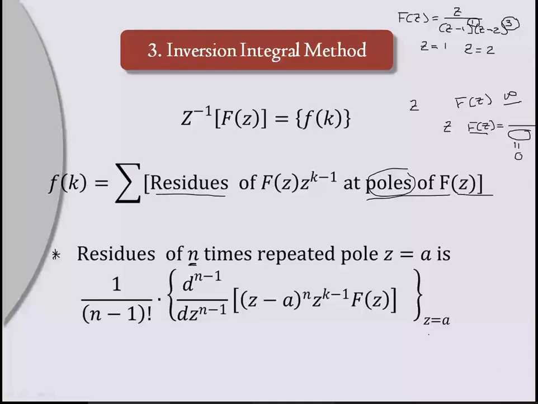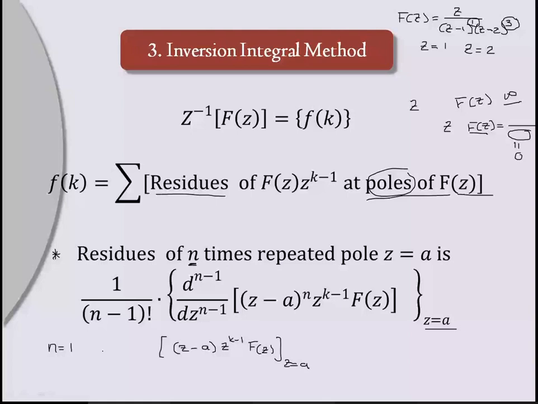Okay. So if it is not repeated, if n is 1, then what happens? 1 minus 1 factorial, 1 minus 1 is 0, 0 factorial is 1. D raised to 1 minus 1, that is 0 derivative, which means only the inside function. So what function remains inside? It will be z minus a, order is 1 so n is 1, z raised to k minus 1 F of z. And we have to find the value of this at z equal to a. So if n is equal to 1, we get this simple formula.